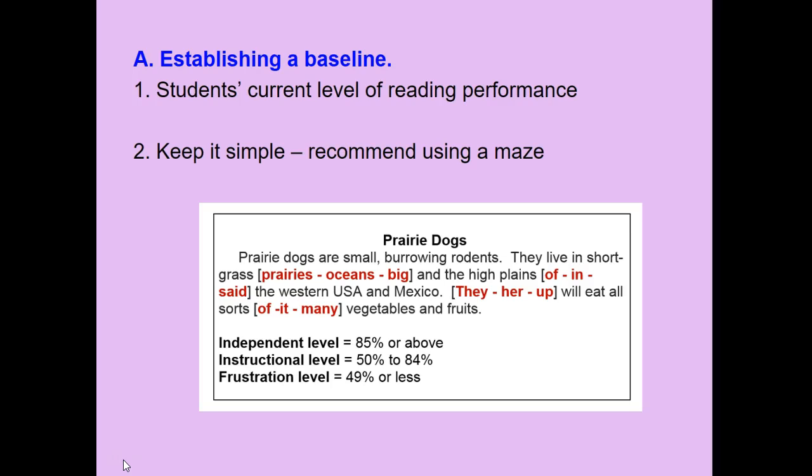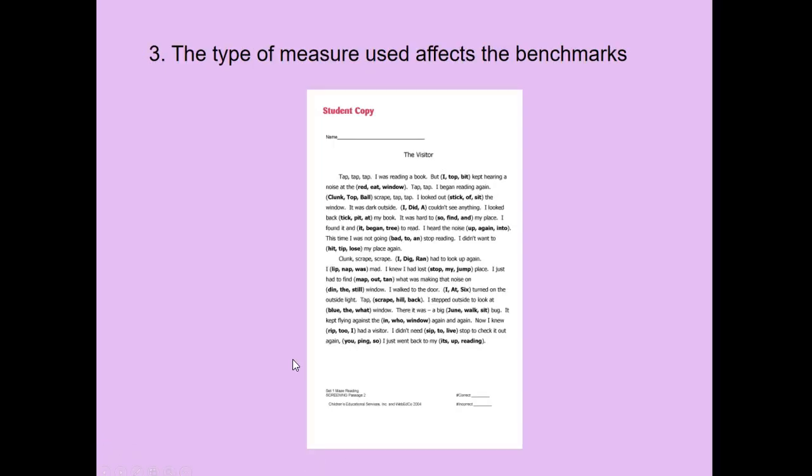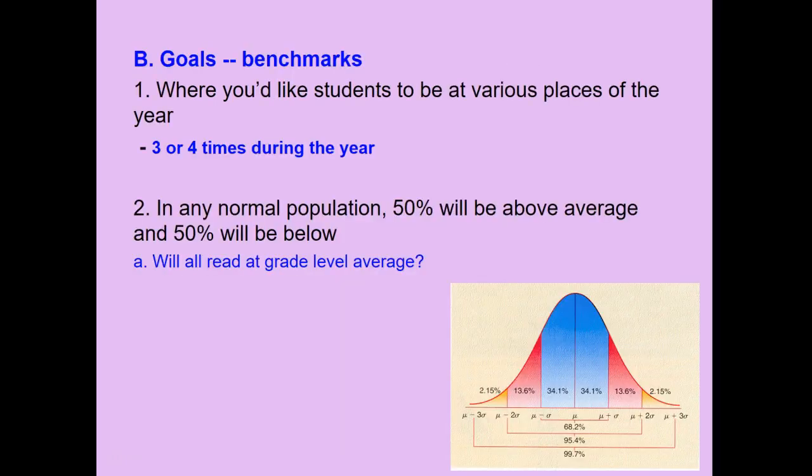A maze uses a graded reader. You can get these on Ames Web or Reading A to Z or other things. You can buy official ones like that. This should give you the approximate reading grade level. You can create your own, or you can buy commercial ones. The type of measure you use here will affect the benchmark, so it's very important that you choose carefully here.